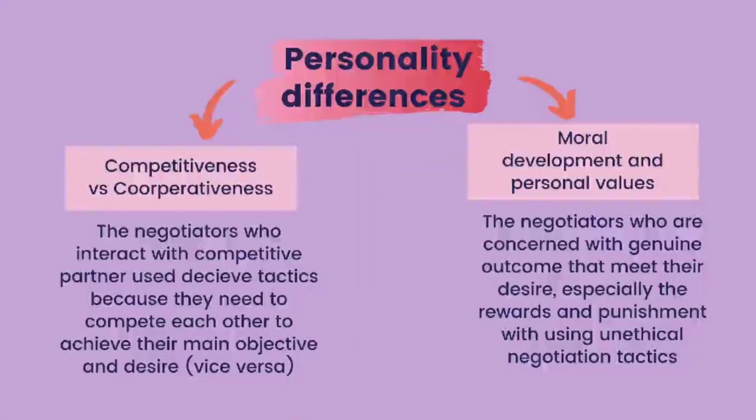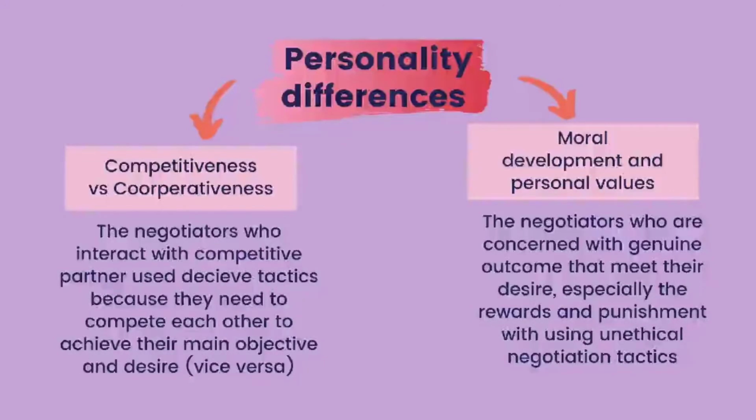Let's move on to the second factor, which is personality differences. It's divided into two elements: competitiveness versus cooperativeness, and moral development and personal values. For competitiveness versus cooperativeness, negotiators who interact with a competitive partner usually use deceptive tactics because they need to compete with each other to achieve their main objective and desire, whereas negotiators who interact with a cooperative partner use ethical tactics in order to help each other achieve the same objective.